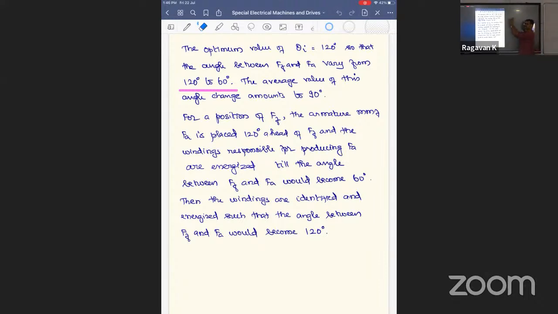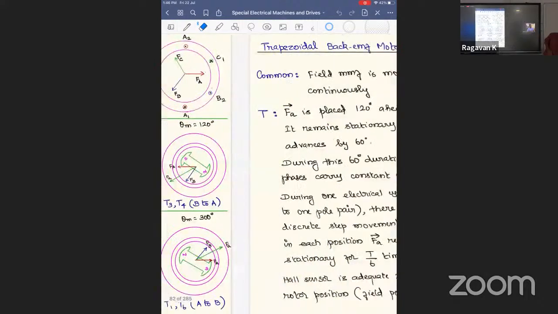So I have given the answer directly. You can write. At the time of starting the motor, I don't know which position sensor will be there. Position sensors are there which will tell you, and you will decide which phases need to be energized, right? So this 120 to 60 is the optimum value by which you will get maximum torque. That I will show you if it is there.